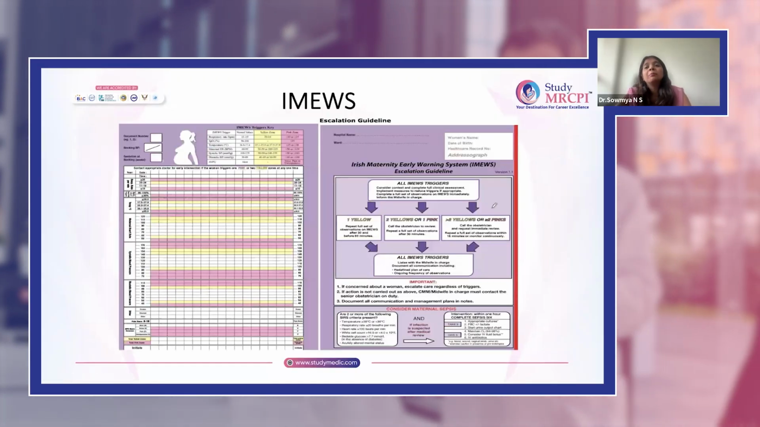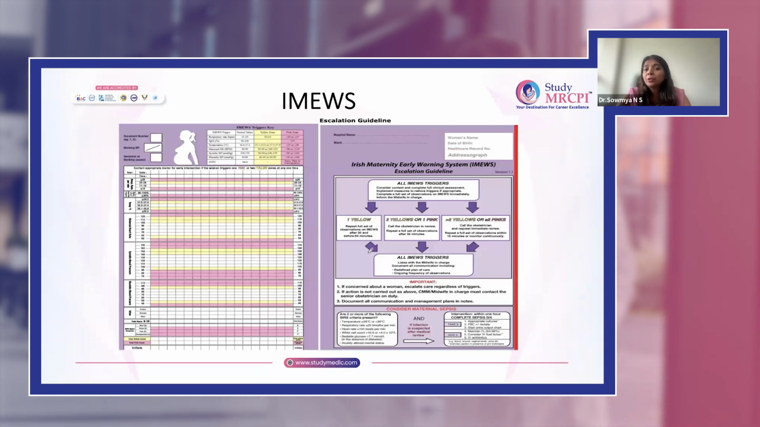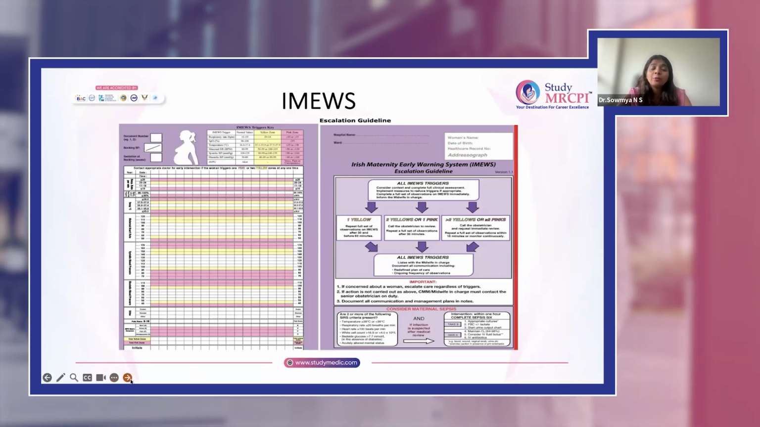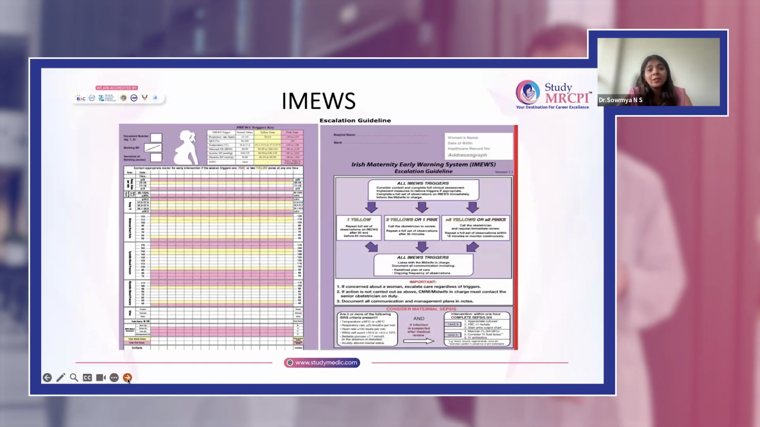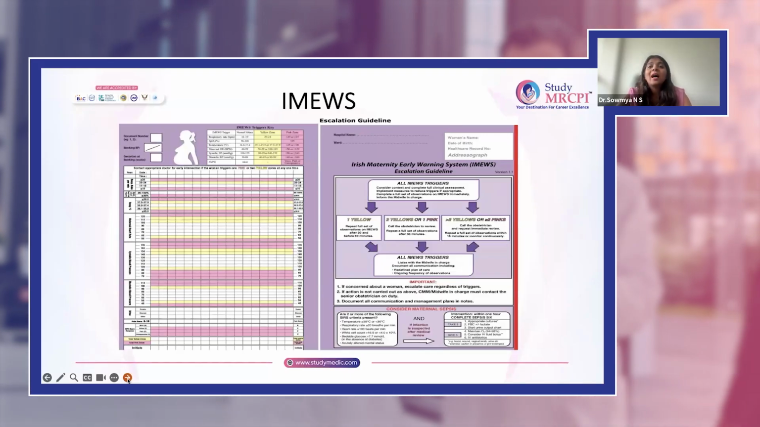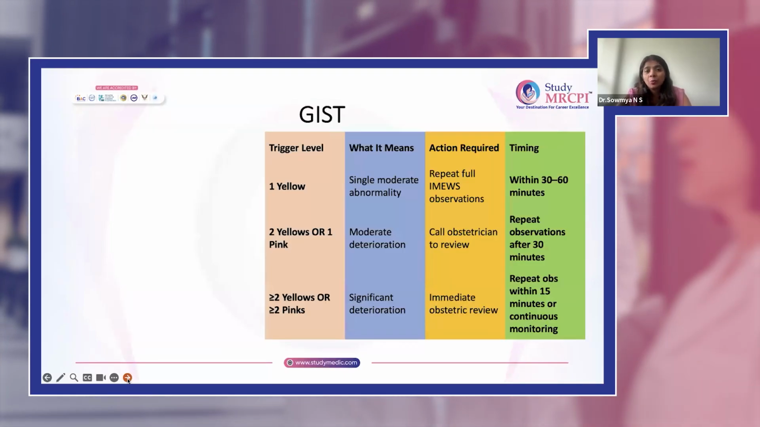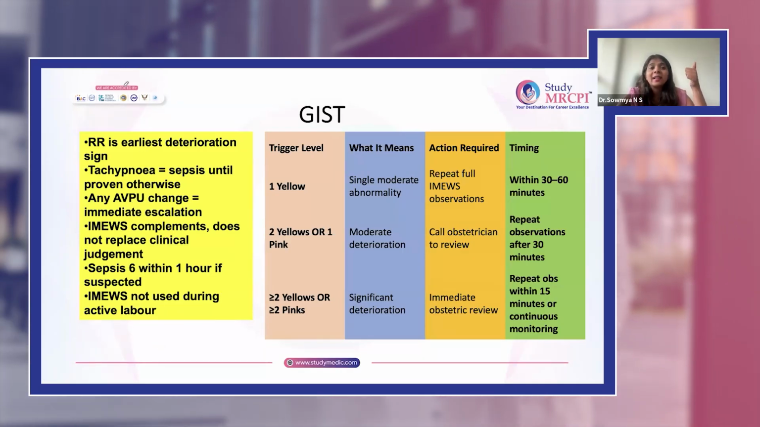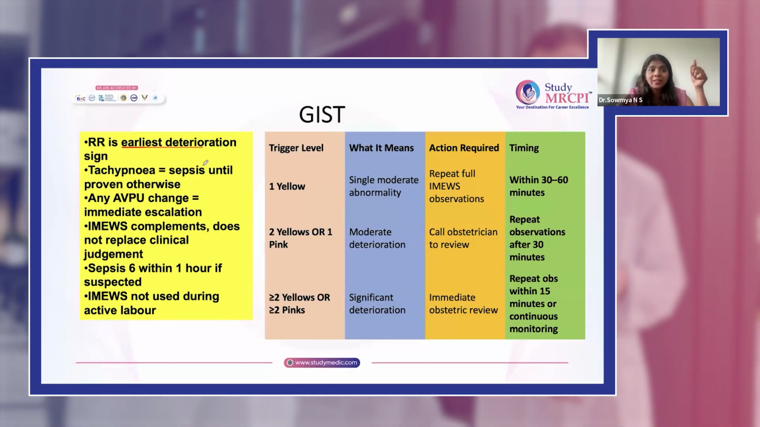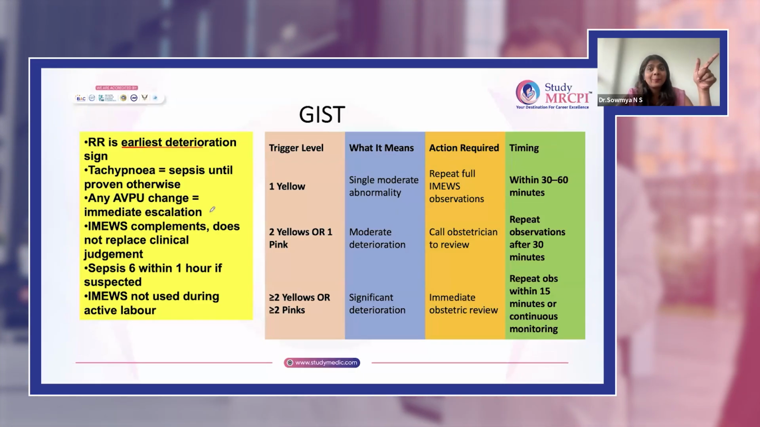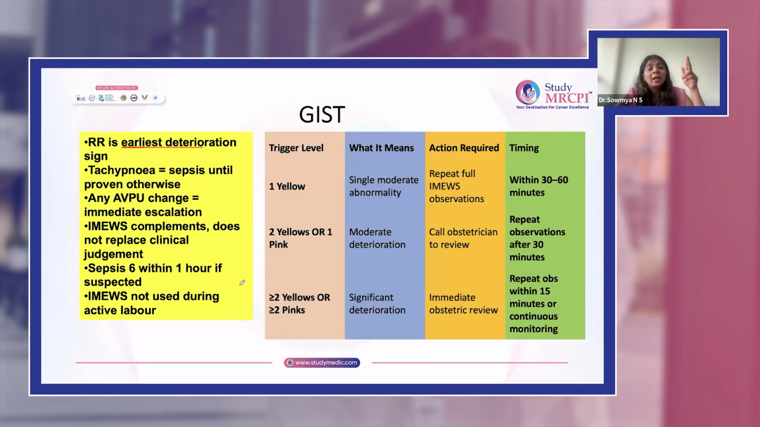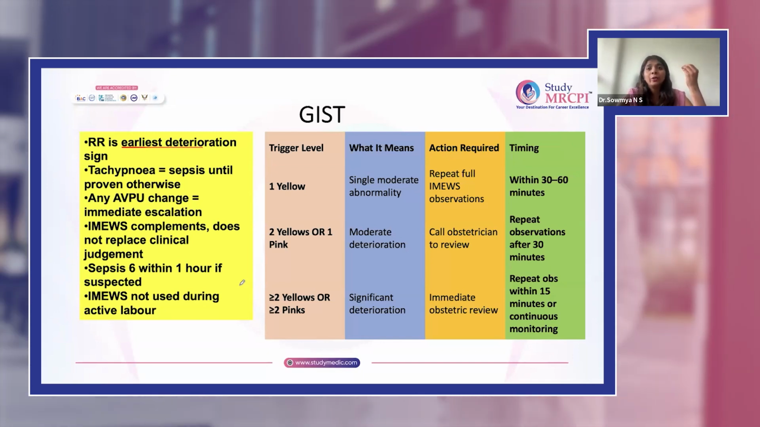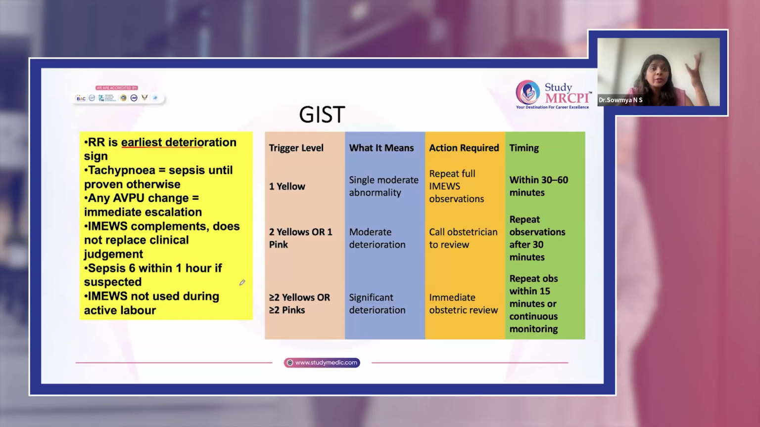So yes, the monitoring chart, IMEOS, is something which you all need to be aware of. Of course, they have given trigger keys, and in the exams, you will be asked what happens if there is one yellow, two yellow, one pink, or more than two yellows or more than two pinks, and what it means. Just to tell you the gist, respiratory rate is the earliest deterioration sign in pregnancy. With tachypnea, you should always think of sepsis until otherwise proven. And of course, any change in orientation or AVPU change, which you cause alert, you should escalate.